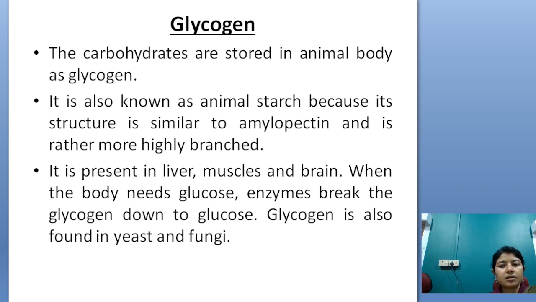Glycogen is the carbohydrate molecule which is stored in the animal body. It is also known as animal starch because its structure is similar to amylopectin and is rather more highly branched. It is present in liver, muscles, and brain. When the body needs glucose, enzymes break the glycogen down to glucose, and glycogen is also found in yeast and fungi.